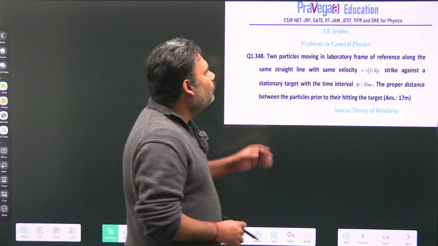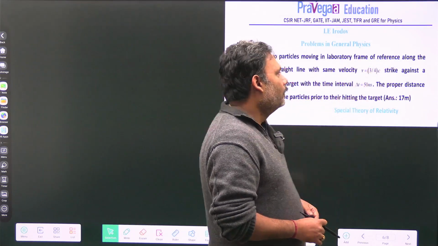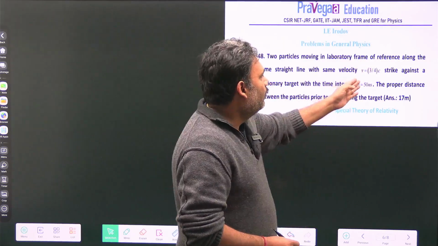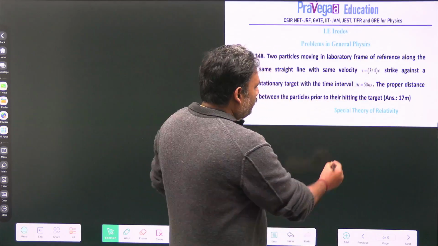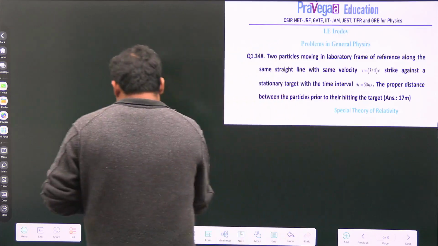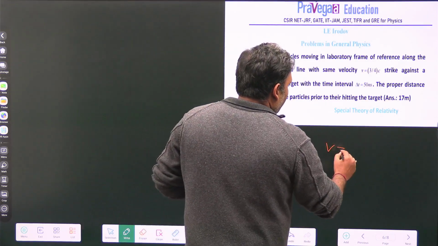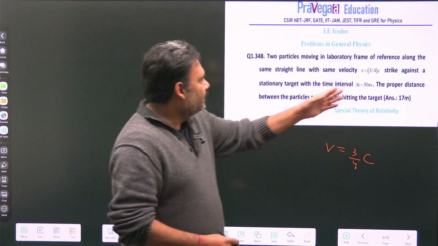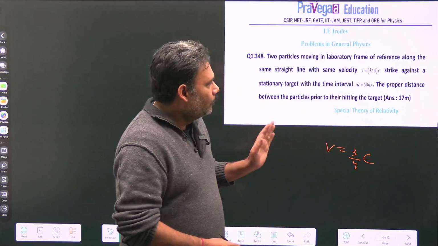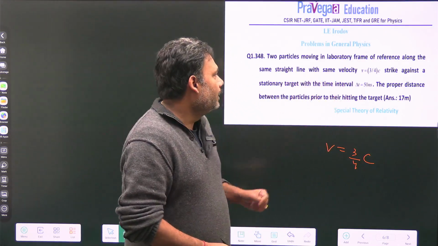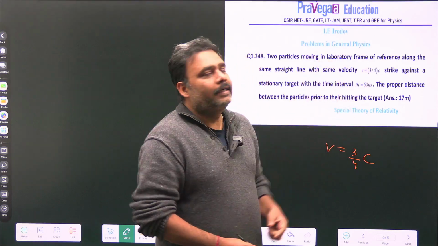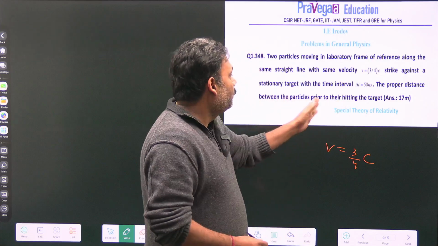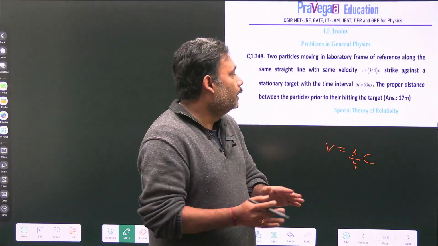What is given? Two particles are moving in the laboratory frame of reference along the same straight line with the same velocity, and that value is 3 by 4 c. So v is given as 3 by 4 c. Both particles have the same speed and strike against a stationary target. Both particles will strike the stationary target with a time interval delta t equal to 50 nanoseconds. We need the proper distance between the particles prior to hitting the target.